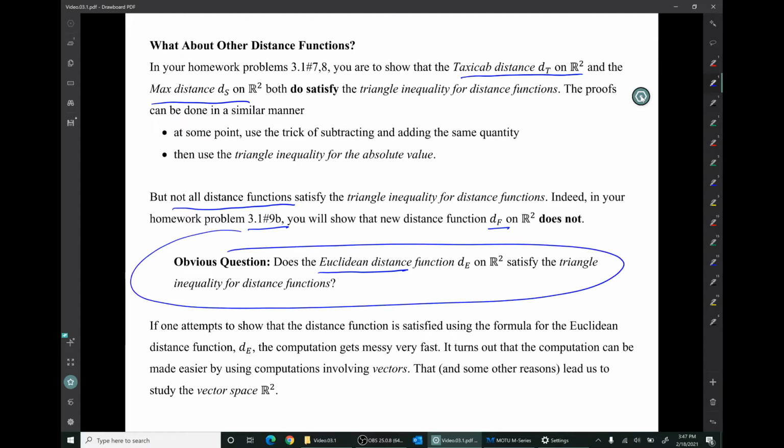Here there's a typo. If you attempt to show that the triangle inequality is satisfied using the formula for the Euclidean distance function, the computation gets very messy very fast. It turns out that computations can be made easier by using computations involving vectors. That and some other reasons lead us to study the vector space R2.